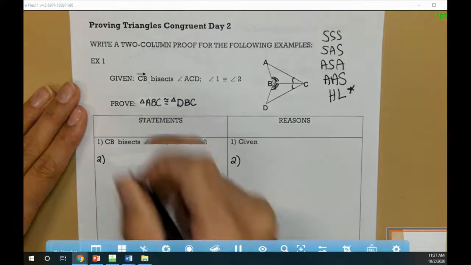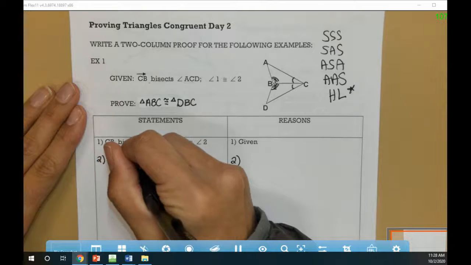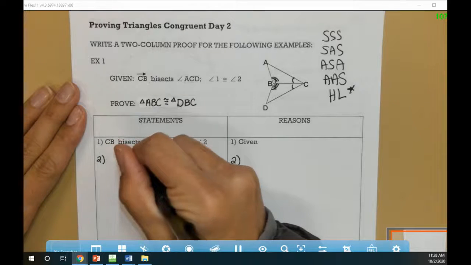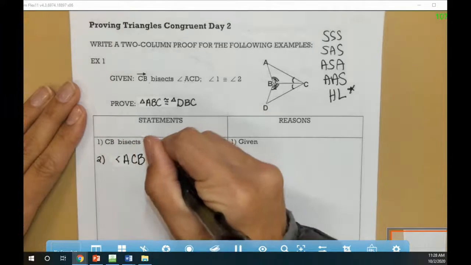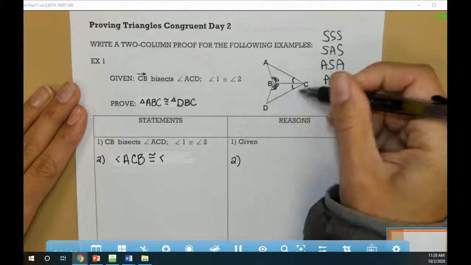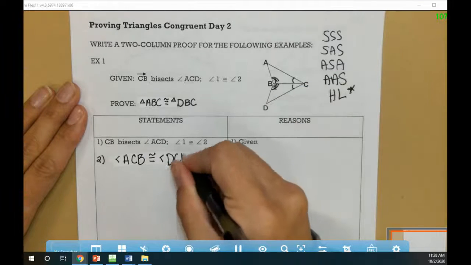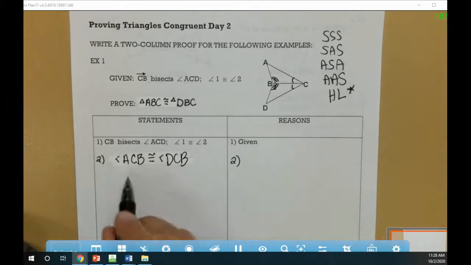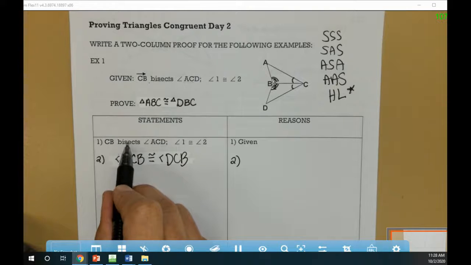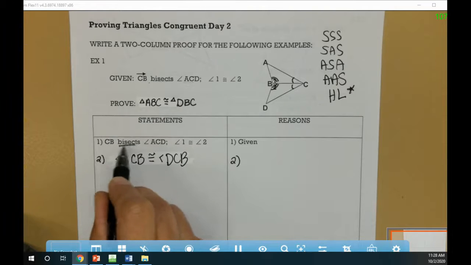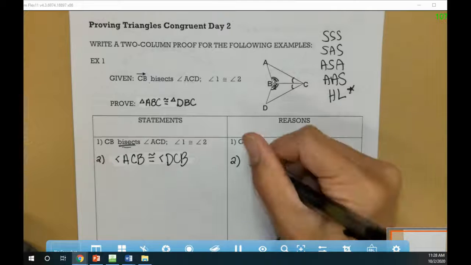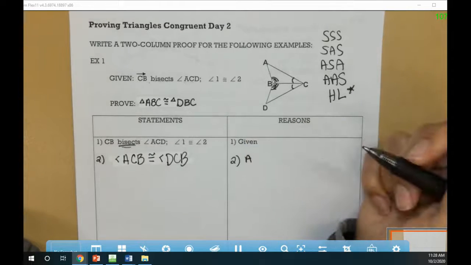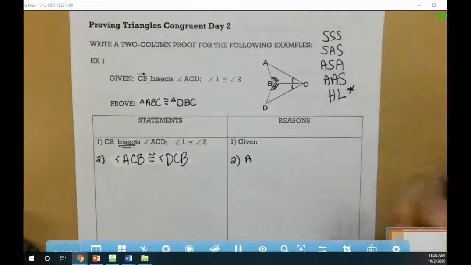What we need to do is list our congruent angles next. So angle ACB is congruent to angle DCB. And then we need to justify why we wrote this statement. So we wrote this because of our given information right here. So this is always your clue. We will write the definition of bisect. And we need to determine if it's segment or angles. This one is angles.